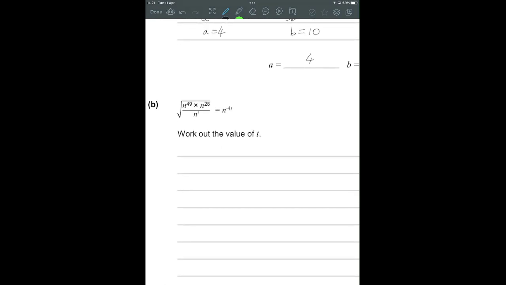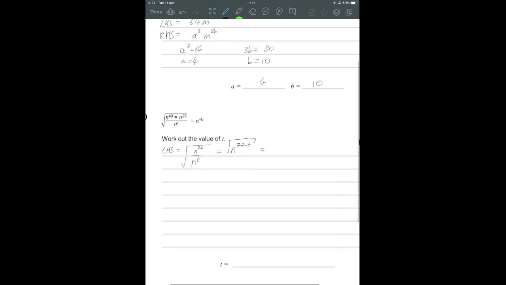B, very similar again. I'm going to again deal with that left hand side as much as possible. Now I do have the calculator this time, so I can do the 49 plus 28 from adding the powers on the numerator to get n to the 77 over n to the t. Well, then I've got a division, which is a subtraction, 77 minus t. And then the square root, we need to remember, is to the power of a half. Then I've got a power to a power, so my power here is 77 minus t all over 2.